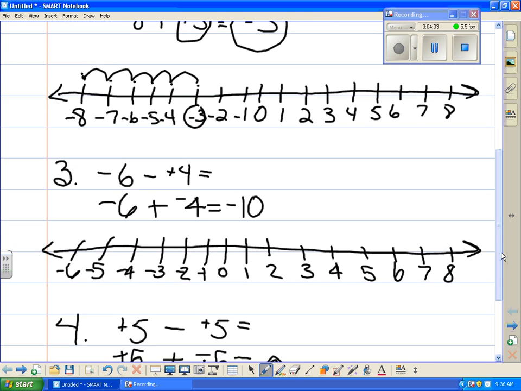Number 3, negative 6 minus positive 4. I rewrite the problem. Negative 6, the first number always stays the same. This becomes an addition problem. The positive 4 becomes negative 4. I go to my number line. Negative 6, because this is a negative 4, I go to the left. 1, 2, 3, 4, and then the answer is negative 10.